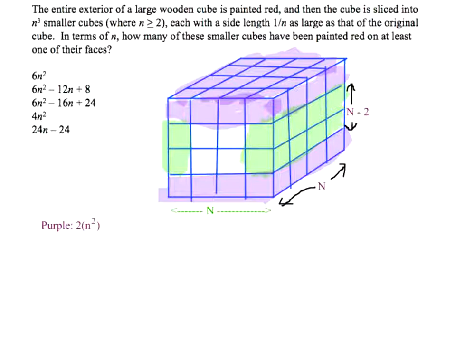So, again, if you need to draw more than 4 faces on this to realize these things, then you should draw more than 4. So the green cubes, the green arrangements have n times n minus 2, and there are 2 of them. And then you have these, I guess we can color them blue.